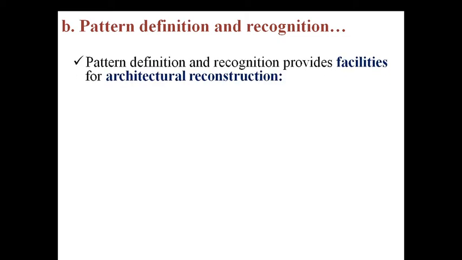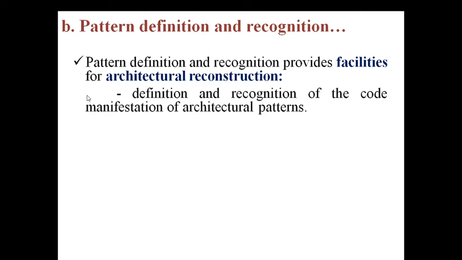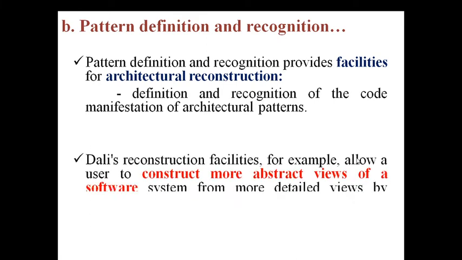After that, pattern definition and recognition. In pattern recognition, what is the line of code they have used for this interaction? How many parameters have they given for the input? What type of parameters have they given to get that output? We have to think like that. So pattern definition and recognition provides facilities for architectural reconstruction. How? It is a definition and recognition of the code manifestation of architectural patterns. Yes, identifying the code in reverse process.